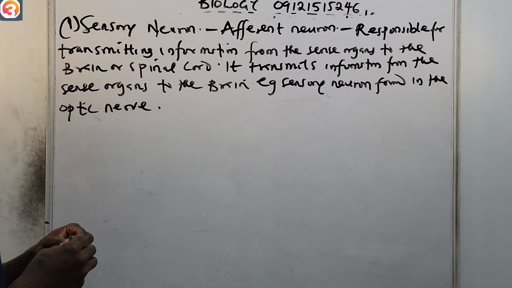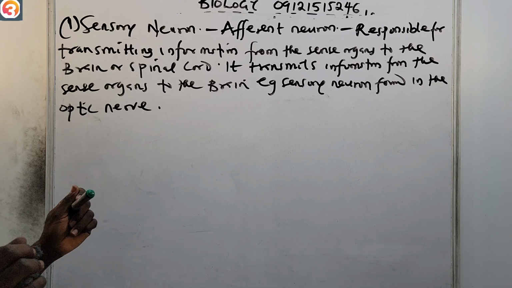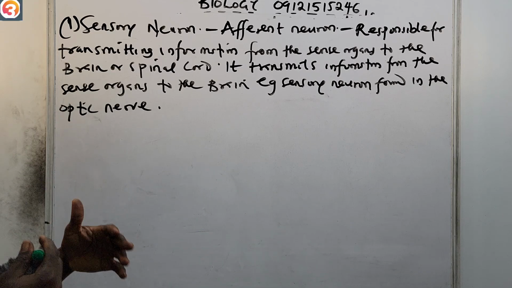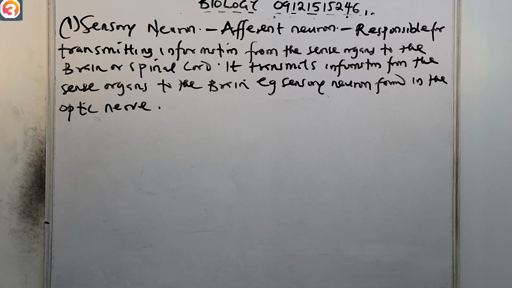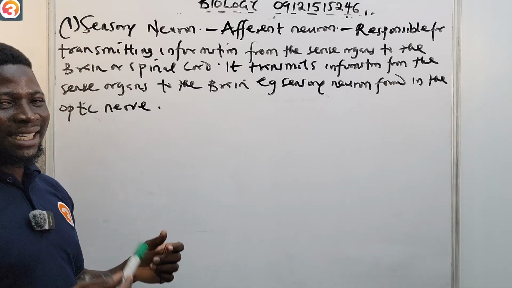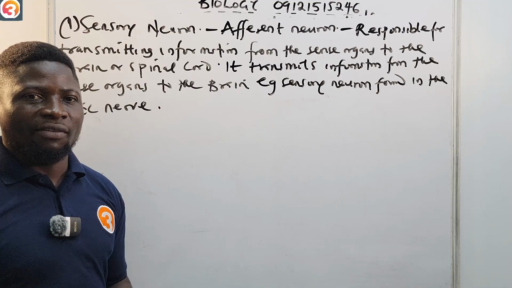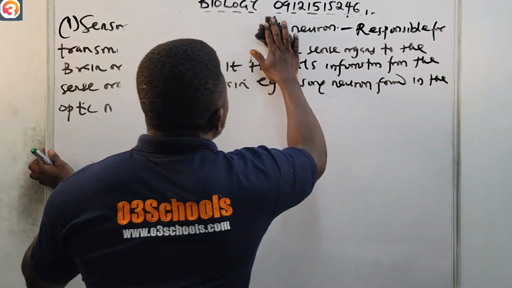So please take note of that. That's the sensory neuron, called the afferent neuron, responsible for transmitting information from the sense organs to the brain or spinal cord. The example is the sensory neuron that is present in the optic nerve. Now let us talk about the next one, which is the motor neuron.